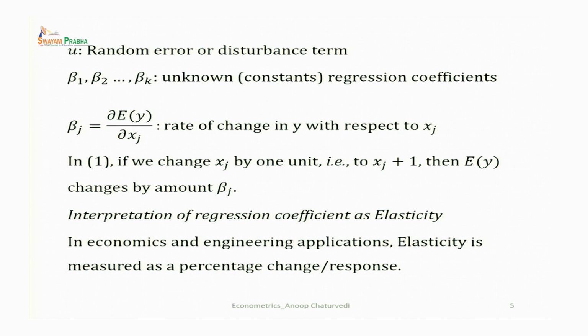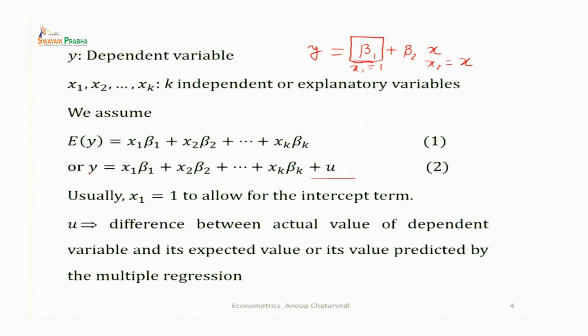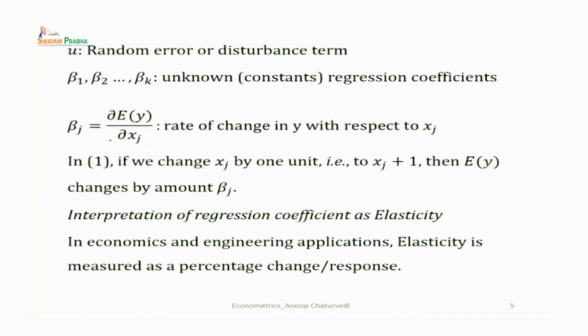Now, if we differentiate the expected value of y partially with respect to xj, say for example with respect to x2, then we obtain beta 2. If we differentiate the expected value of y partially with respect to xk, then we get beta k. So, actually beta j gives you the rate of change in y with respect to xj. Or you can say if we change xj by 1 unit, from xj to xj plus 1, then the expected value of y changes by amount beta j, provided all other variables remain constant.